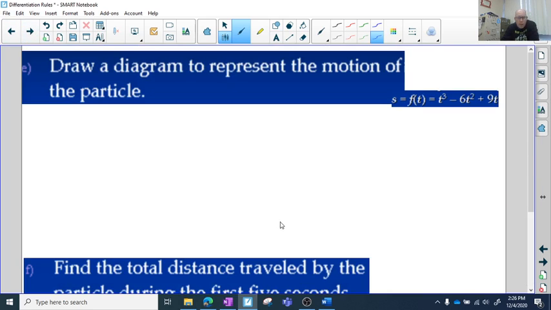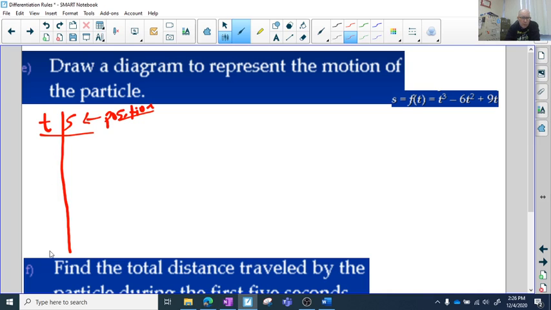Now, if I look at drawing a diagram to represent the motion of the particle, this is a pretty standard procedure, but it's a very important one that you make sure you understand how to do this. What you do is you make a little table of values. You go t for time, and you go s for position. Not velocity, it's not s prime, it's position or displacement. Where is the particle situated?